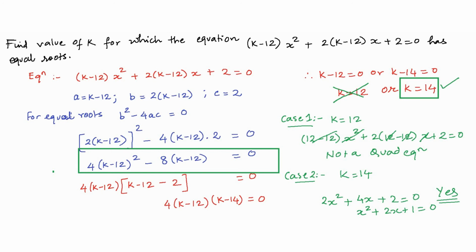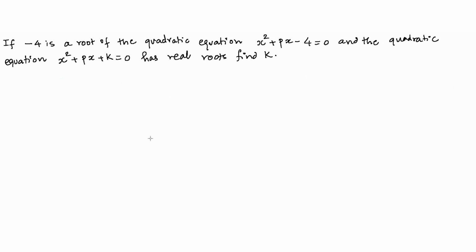Moving on to the next question. Let's read through this question. If minus 4 is a root of this given quadratic equation, so let us note down what is given. It is given that minus 4 is a root of the quadratic equation x square plus px minus 4 equals 0. This is given to us. And the quadratic equation x square plus px plus k equal to 0 has real roots. This is also given to me.